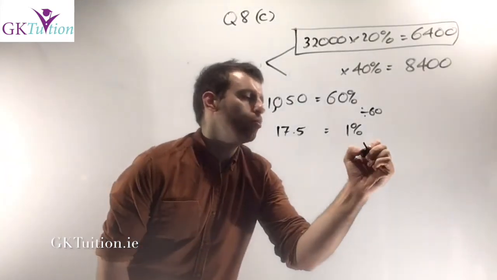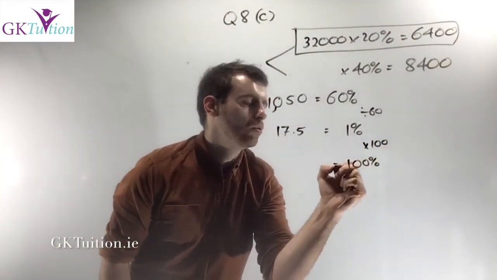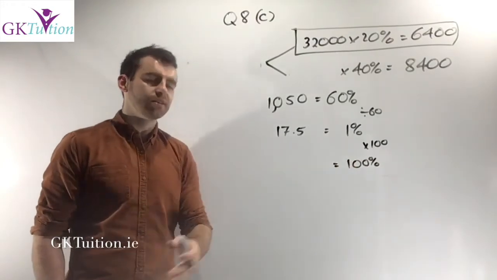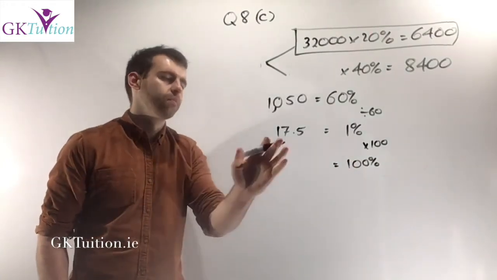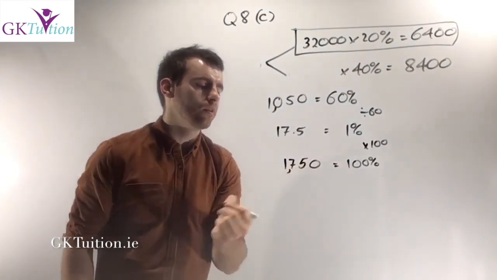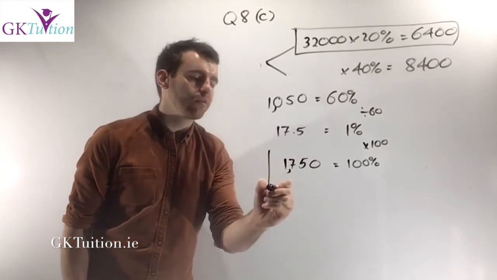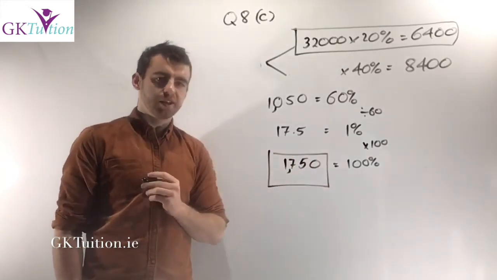I'm not interested in 1%, I want 100%. So I'm going to multiply the right hand side by 100, and that'll give me 100%, and multiply the left hand side by 100. 17.5 by 100 is 1,750 euro. So that is the amount of money that his gross income has increased by.